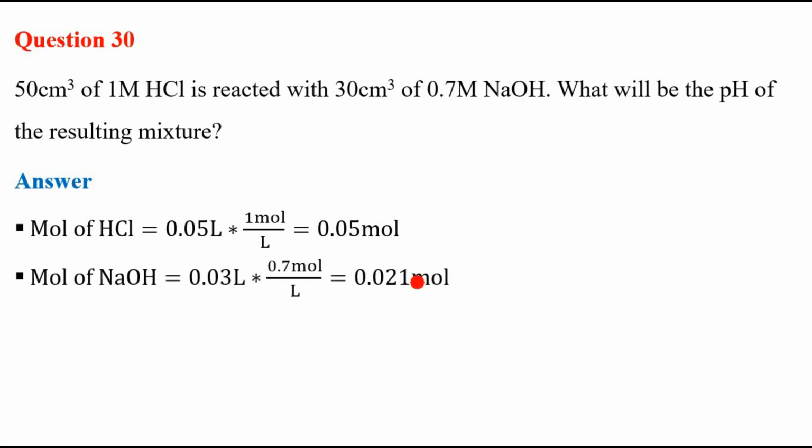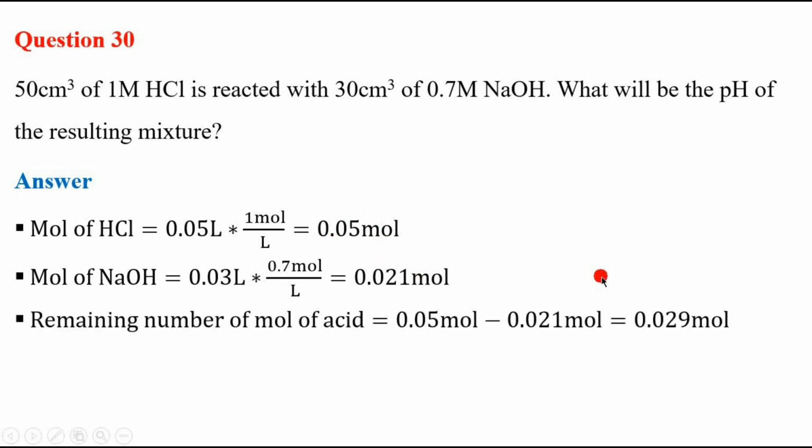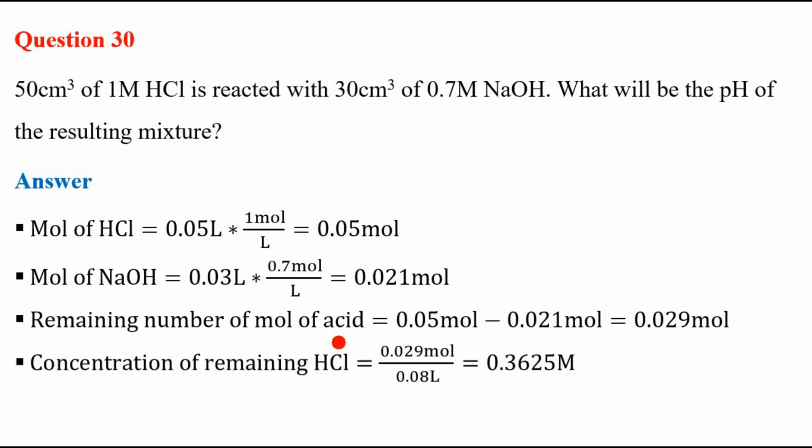What are the moles of hydroxide? The moles of sodium hydroxide will be equal to 0.03. That is 30 centimeter cube divided by 1,000, you get 0.03 liter. Then we multiply with 0.7 mole per liter, we get 0.021 mole. Now what will be the remaining mole? It will be the moles of acid that will remain. So here the remaining number of moles of acid, we take 0.05 minus 0.021 equal to 0.029 mole. Then we can determine the concentration of the remaining HCl, but it will be in the total volume. In this case, we add 50 plus 30, we get the concentration of remaining HCl as 0.3625. It is this concentration of remaining HCl which will determine the pH of the solution. That means the pH will be equal to negative log 0.3625, then we get 0.44 as the pH of this solution.